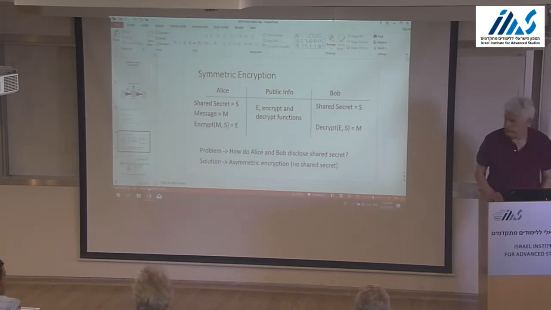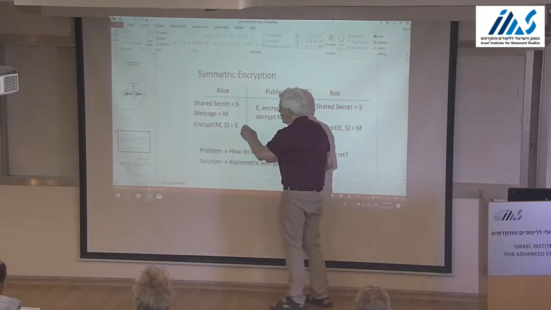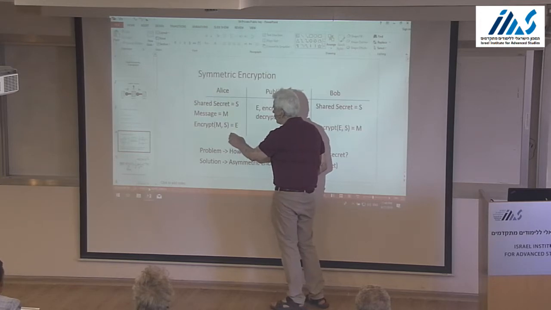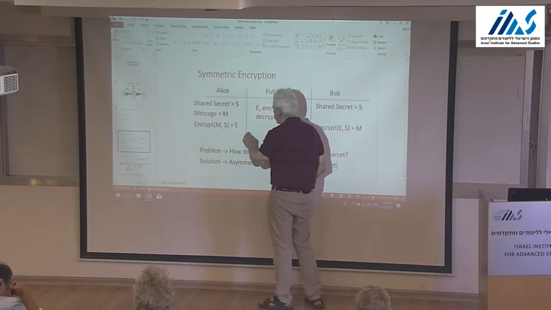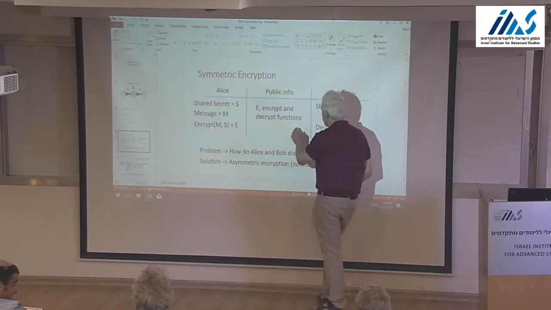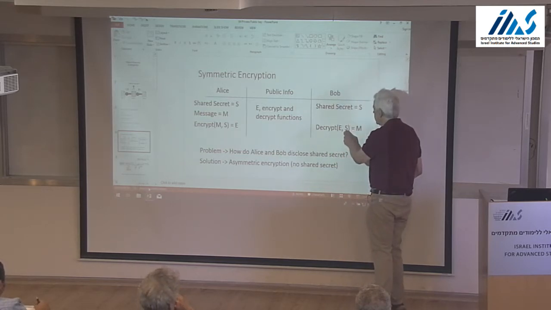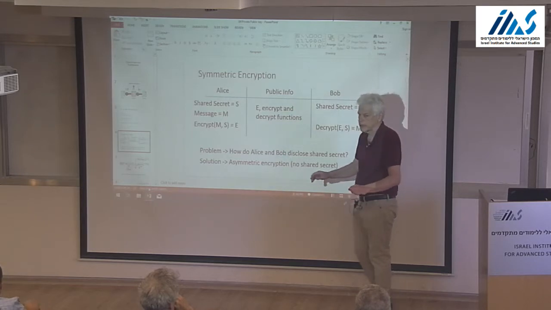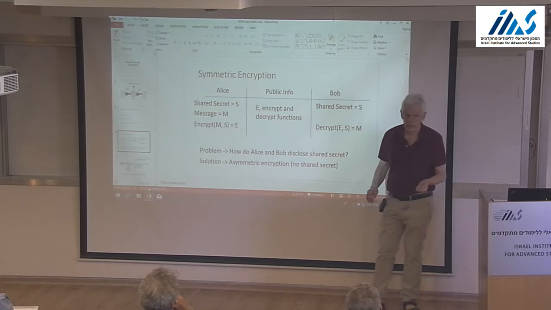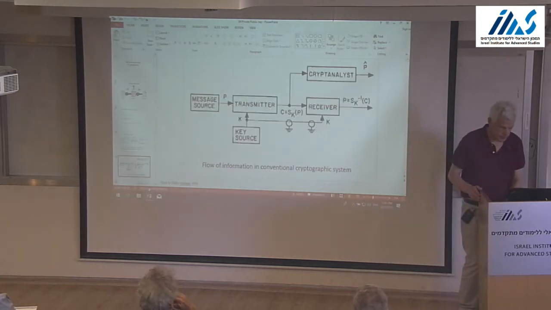So the challenge here, that's another scheme of the encryption. There's a shared secret. There's a message. You encrypt the message with the shared secret. It becomes the encrypted text that's sent in the public domain. Now Bob knows the shared secret and he can use it to decrypt back into the message. The problem is, how do Alice and Bob share the secret if they're in different locations? That's a challenge for traditional encryption. That's another scheme describing it. Let's skip that.